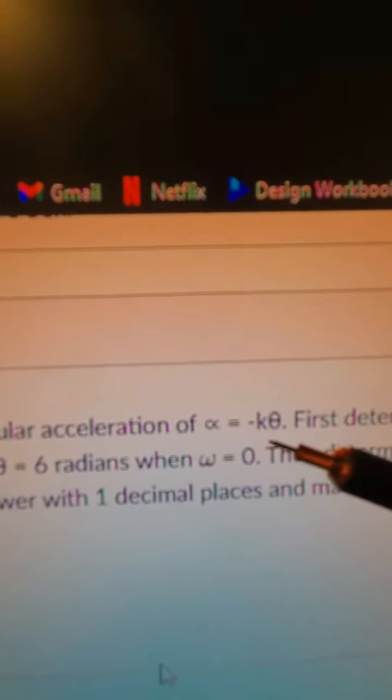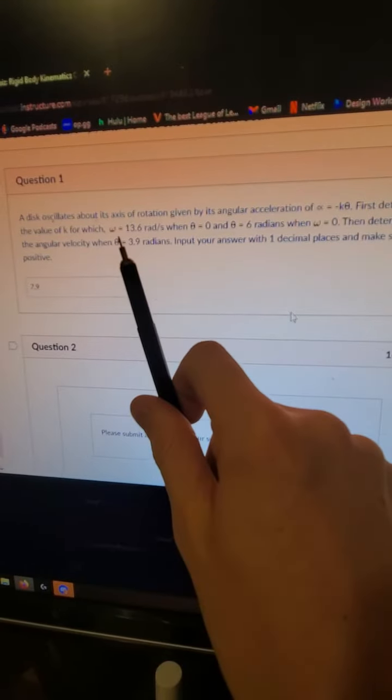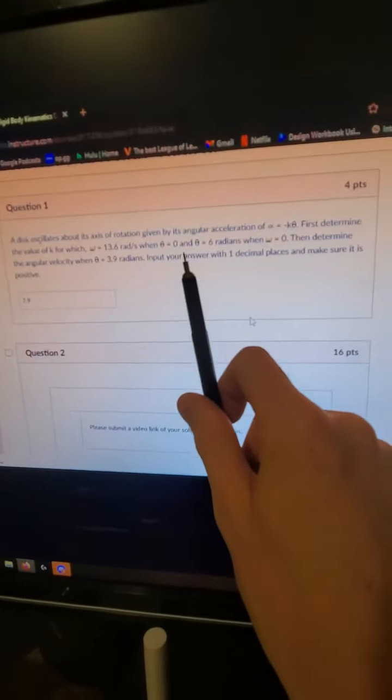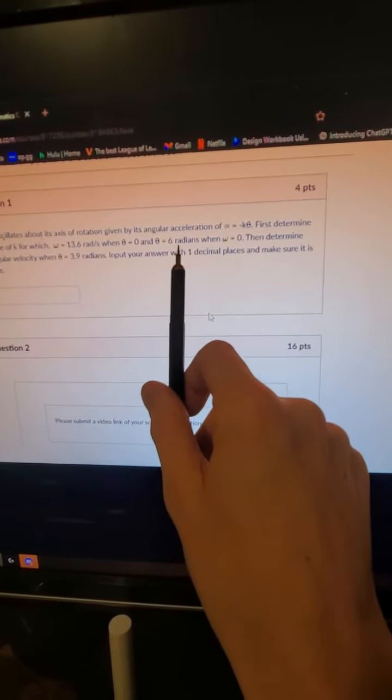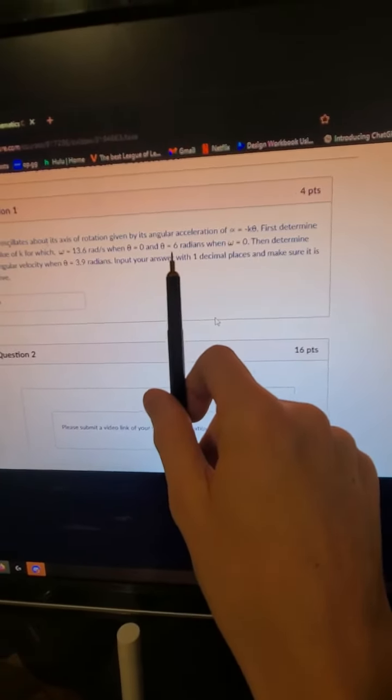All right, so this is for dynamics, quiz 5, chapter 15. So, pretty straightforward. Basically, the question gives us an acceleration in terms of theta and negative k, which is fine. But because this is not a constant, we know there's going to be some calculus somewhere in there. It also gives us some initial conditions. So we know that the angular velocity at 0 is 13.6, and at 6 radians, the angular velocity is 0. So we can use these to solve for this.